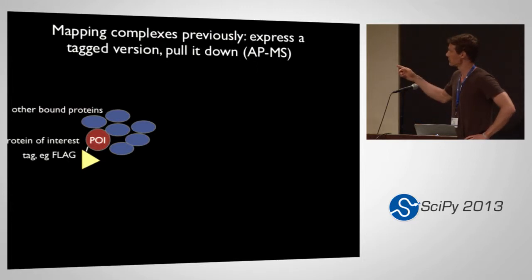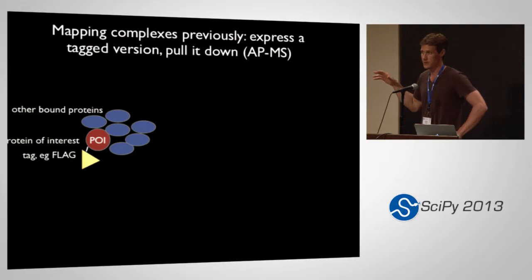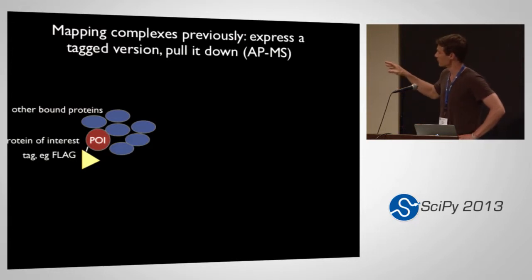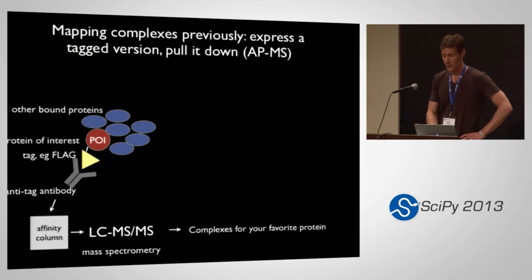So you've got your protein of interest, this red one here, and you put a tag on it, just attach something so that you can pull it out of solution later with something that recognizes that tag. You express the tagged version of this protein in your biological sample. You hope that it forms the same complexes that the native protein forms, in other words, binding with these other blue proteins to form the complex that it forms natively.